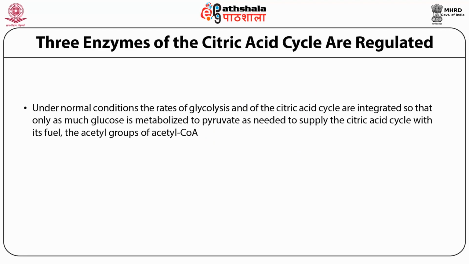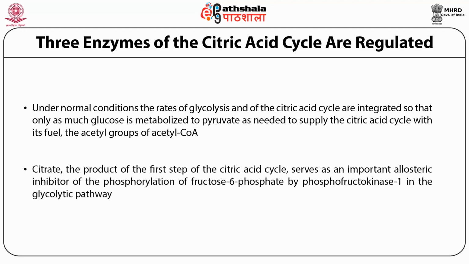Under normal conditions, the rates of glycolysis and of the citric acid cycle are integrated so that only as much glucose is metabolized to pyruvate as needed to supply the citric acid cycle with its fuel, the acetyl group of acetyl coenzyme A. Citrate, the product of the first step of the citric acid cycle, serves as an important allosteric inhibitor of the phosphorylation of fructose 6-phosphate by phosphofructokinase 1 in the glycolytic pathway.